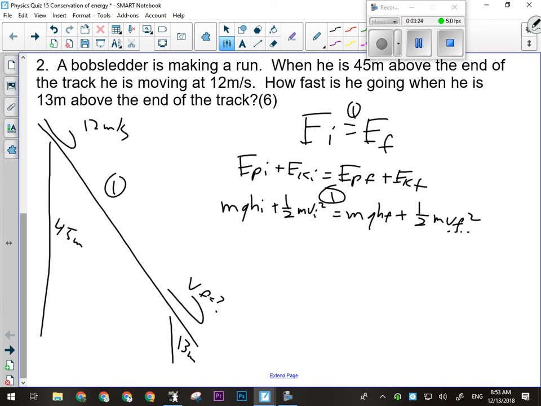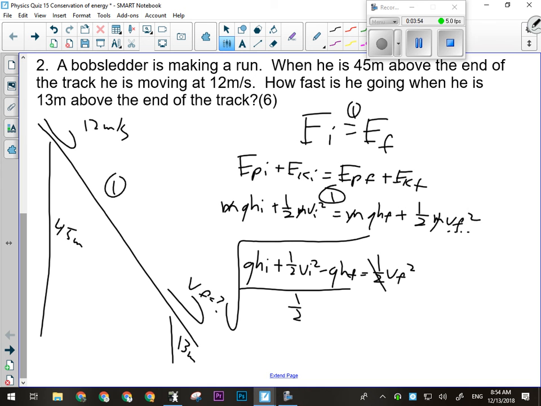All right, we need to manipulate this for the final speed. So I'm going to move EPF, which is MGHF, over to this side by subtracting it, and then I'm going to divide by half of M. My M's are all going to cancel. That's probably my next step, is actually to cancel the M's. All right, so I'll be left with this G times H initial plus 1/2 of V initial squared minus GHF equals 1/2 of VF squared, and then I'm going to divide both sides by 1/2 and square root. Give them a mark if they've got that manipulation.